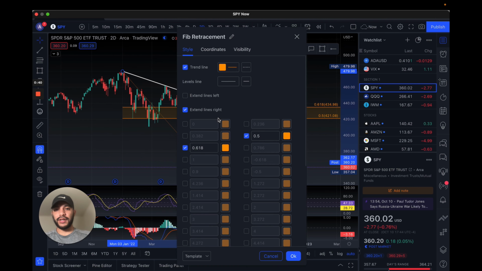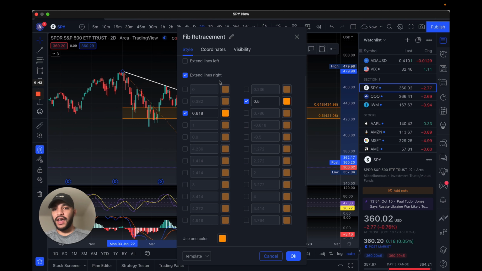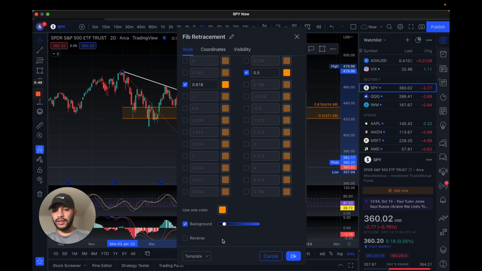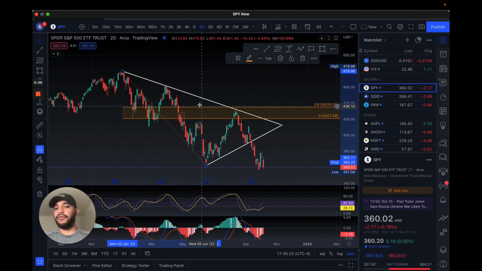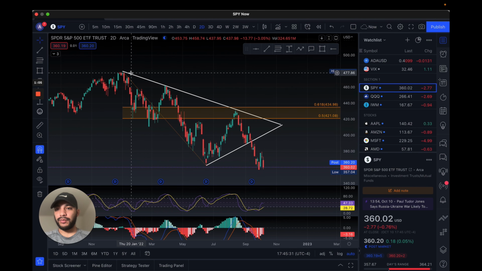We can go over my settings real quick. I got rid of everything on here except the 0.618 and the 0.5. I made it both one color. I gave it a little bit of background so I can see in the little space where I want to look for a bounce or rejection, and I extended my lines right so I can see how far the zone is valid, right? And so from here we have a big high, right?